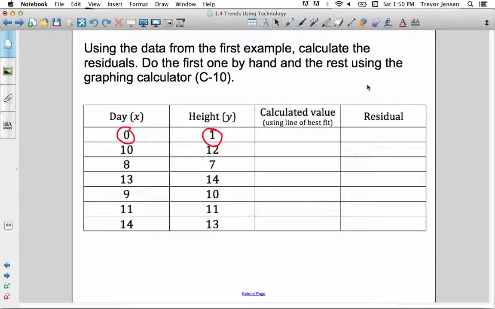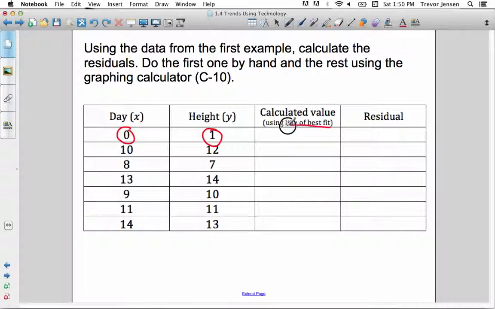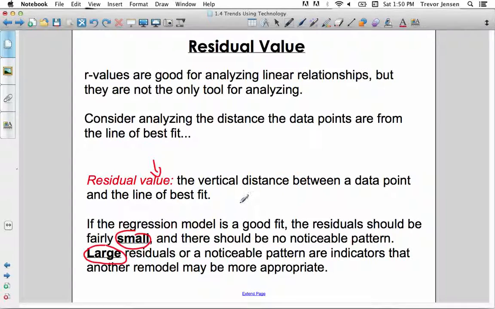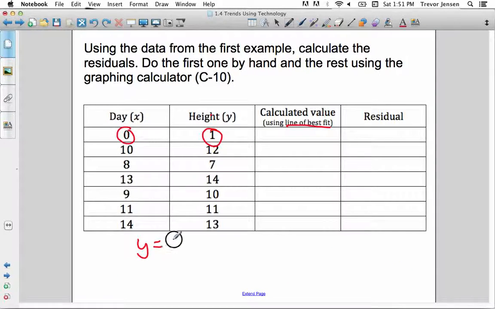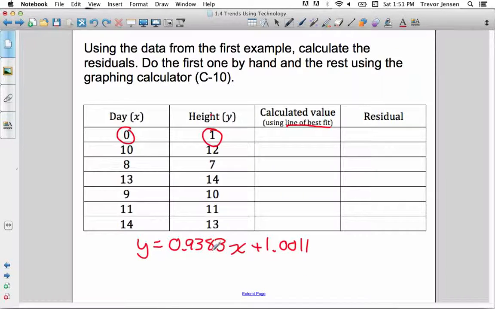In order to do that, we need to figure out, using the equation of the line of best fit, what height we would expect on day 0. Let me find that equation again. It was y equals 0.9383x plus 1.0011. Yes, good. That's the equation of the line of best fit.